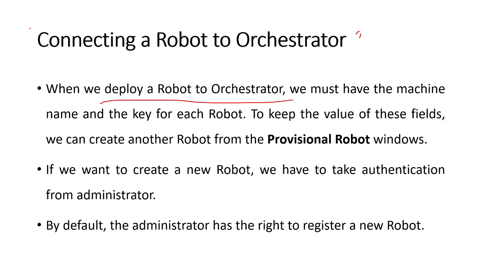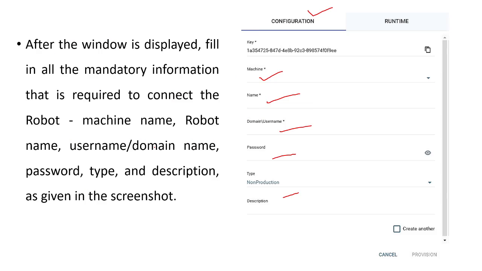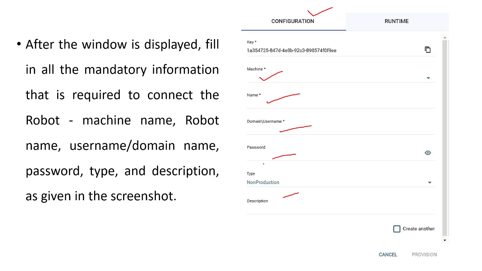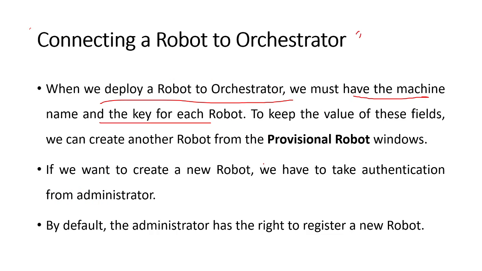So once you deploy a robot to the Orchestrator, we have the machine name and key for each robot, and where you will get the key and machine name, you can just follow these steps, you will come to know how to get these keys. The machine key usually will be generated by the Orchestrator server, and it is straightforward to generate the key also. So you just need to execute these steps, you will come to know that. Clear? To keep the values of these fields, you can create another robot from the provisional robot.